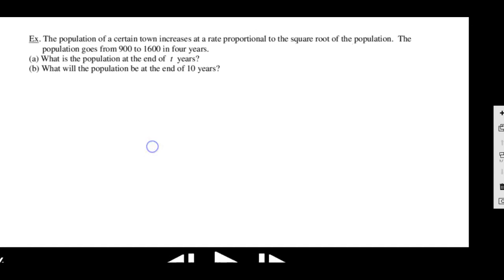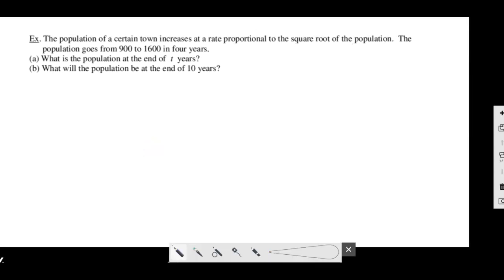Here we have it. The population of a certain town increases at a rate that's proportional to the square root of the population. So it's the rate of your population that's proportional to the square root of the population. Okay, I'm going to call the population P. Why not? You don't have to, but I'm going to set it up with P.